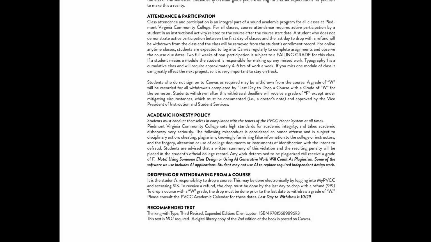Students are advised that a written summary of the violation and resulting penalty will be placed in the student's official college record. After 1 year of no further occurrences, the student may request that the Dean of Student Services remove the statement from the official record. Any work determined to be plagiarized will receive a grade of an F. Note: using someone else's design or using AI work will count as plagiarism.